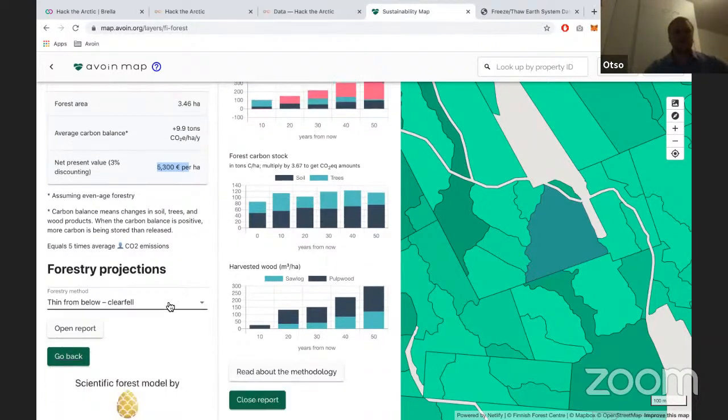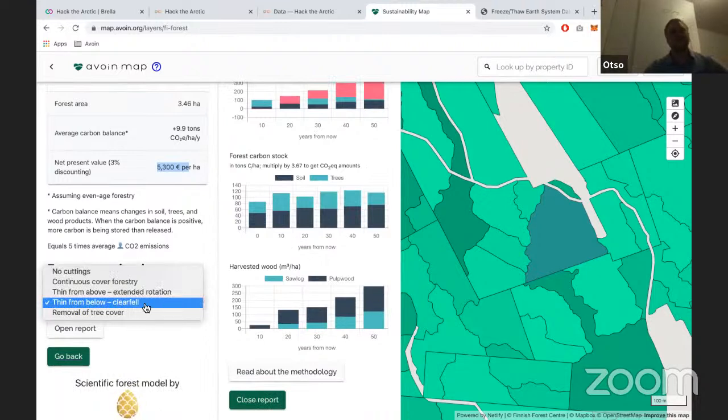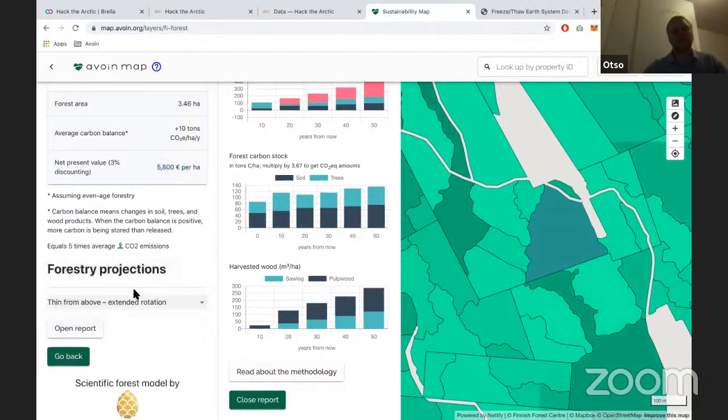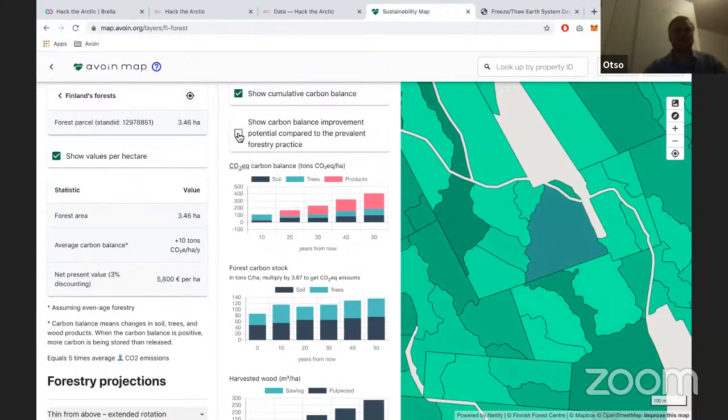And the beauty of this is that you can also change things. Like in Finland, we do clear fell forestry. That's the national baseline. But then you could also compare what if we would extend the rotation, which means that the forest could grow at least 10 centimeter more thick on the trees. They can be 10 centimeter wider. And what would be the impact? And then you can compare.